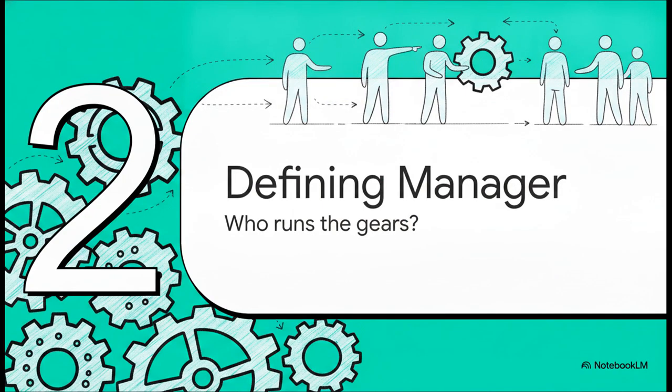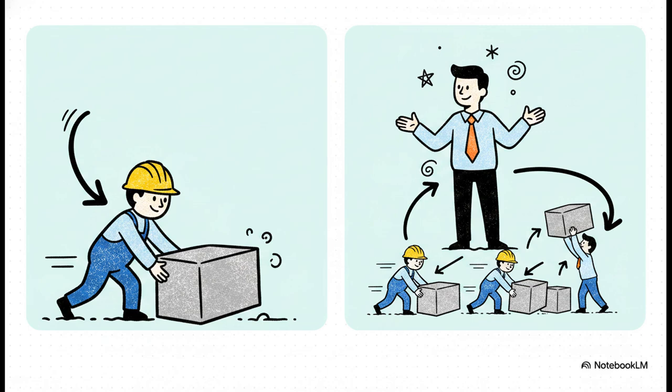Moving on to Section 2, defining the manager. Now that we've established that macro environment, let's zoom in on the specific individuals who are actually making those gears turn. Okay, this is a really brilliant contrast that highlights a fundamental paradigm shift in basically any career. A worker? That's an individual who contributes directly to the accomplishment of specific work goals. They're right there on the front lines doing the tasks.